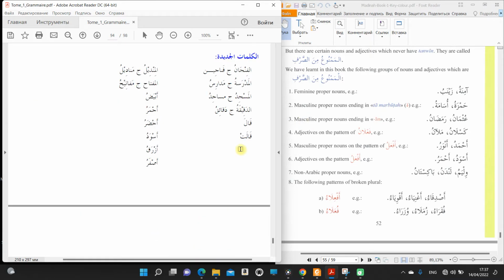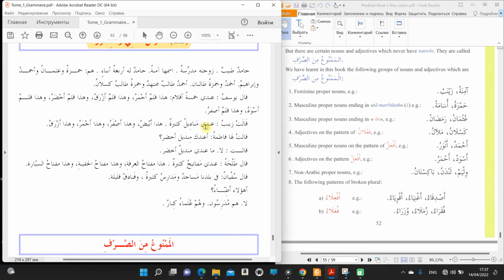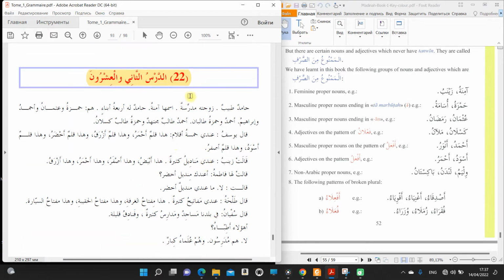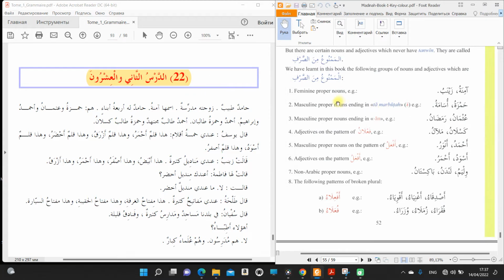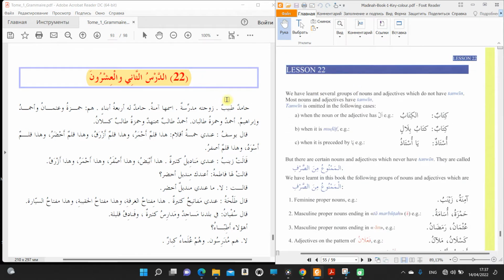That's not the last lesson. Anyways, welcome to the lesson that comes before the last lesson, and this is a very important lesson. This lesson is about a certain rule which is called al-mamnu'u min as-sorf, and it's really important in the future. You'll use it all the time, so let's get into it.